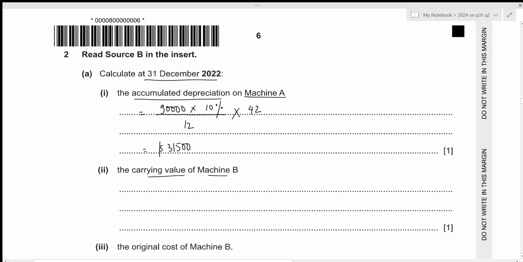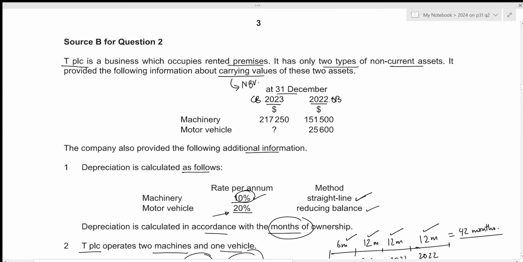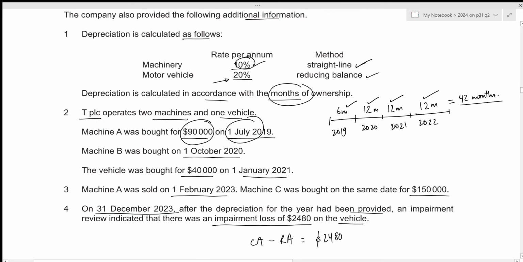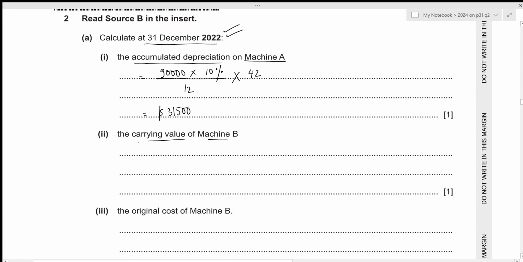Okay, I think we have been given the carrying value at the date of 31st December 2022, which is this one, the opening balances, and we are looking for machinery. So this is the total carrying value for machinery, and we know that we have 2 machines at the date of 31st December 2022, machine A and machine B. We've already calculated the accumulated depreciation for machine A, and we also know that the cost for machine A was 90,000. So we can first calculate the carrying value for machine A.